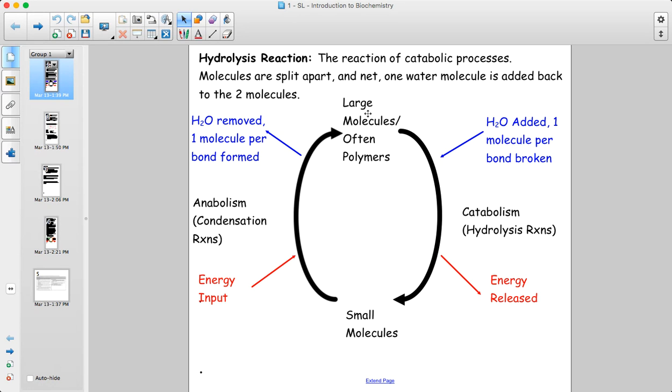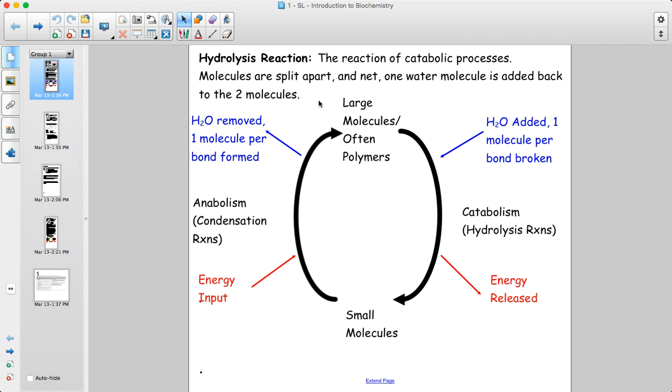Now, on the other hand, you have lots of large molecules that you consume. You're also made of lots of large molecules, and those large molecules get broken down for a variety of reasons, and that's called catabolism or catabolic process, and the specific reaction is hydrolysis. In order for that to happen, one water molecule needs to be added per bond broken, and as these large molecules get broken down, energy gets released.